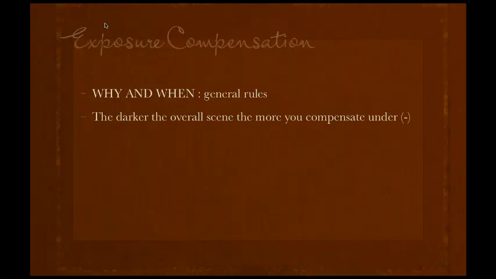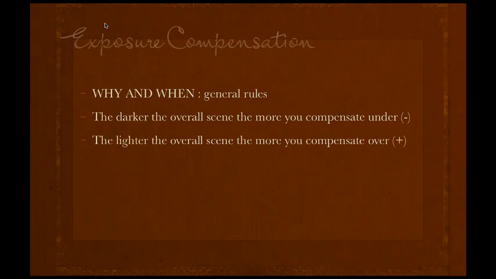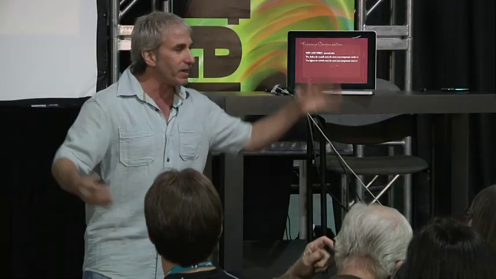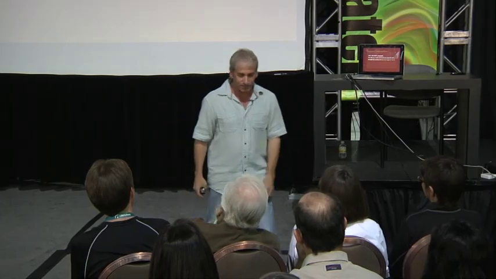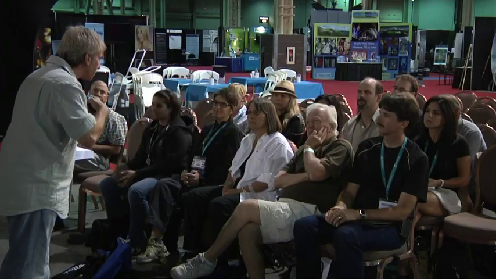Why and when. Here's the general rules. The darker the overall scene, the more you compensate under. The brighter the overall scene, the more you compensate over. Here's the visual I'd like to present to you, okay? If I went behind this black curtain there, pay no attention to the man behind the curtain, and I stuck my head through a black curtain, all you get is my head.